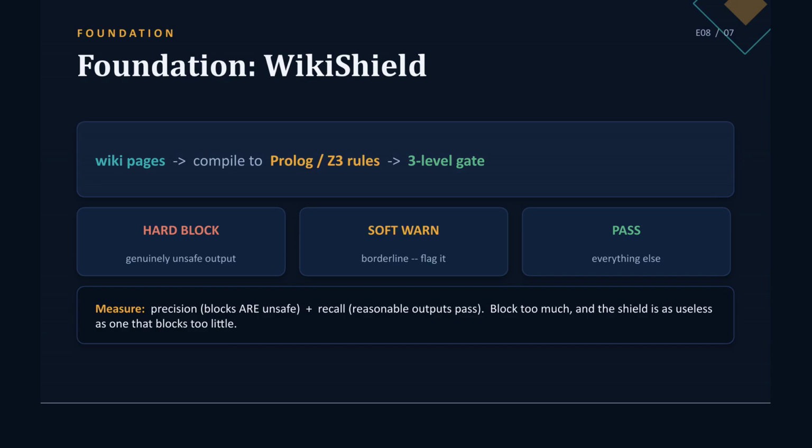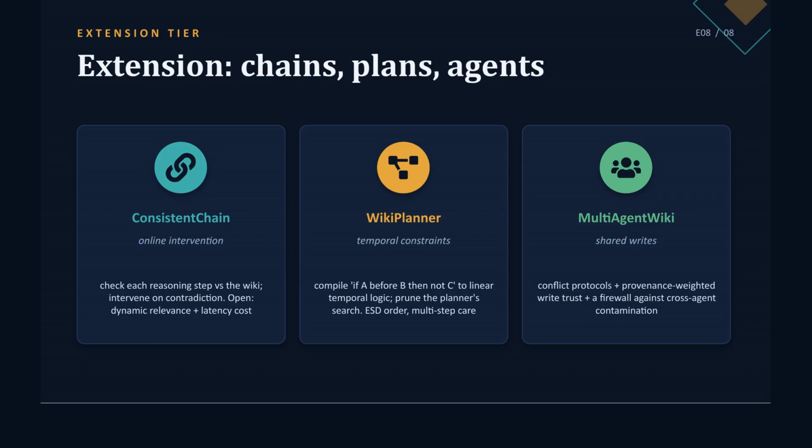You would track precision. When the shield blocks something, is it truly unsafe? And recall, of all the reasonable outputs, how many sail through untouched? A constraint layer that blocks too much is as useless as one that blocks too little. WikiShield is where you prove the whole approach is real. On that foundation sit 3 extensions. Consistent chain moves from after-the-fact checking to live intervention.